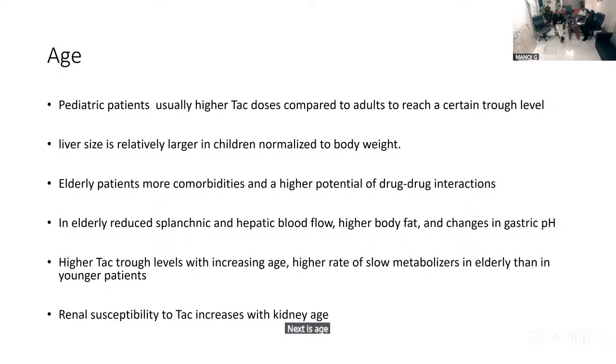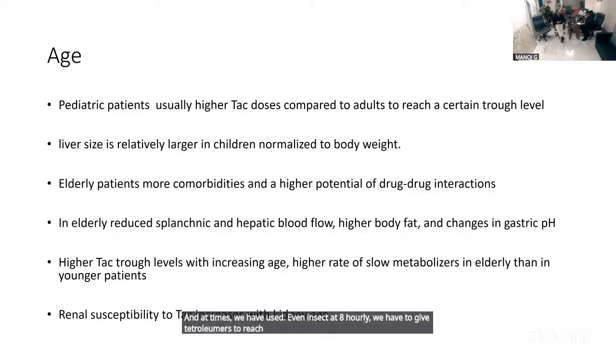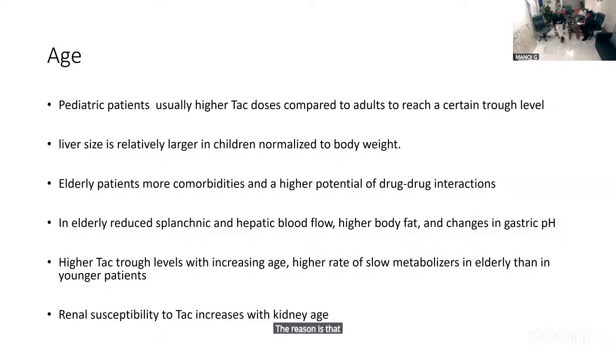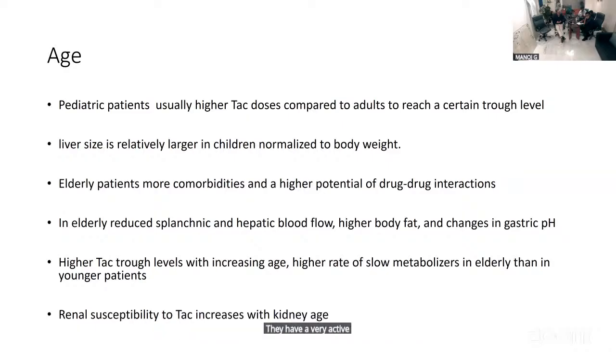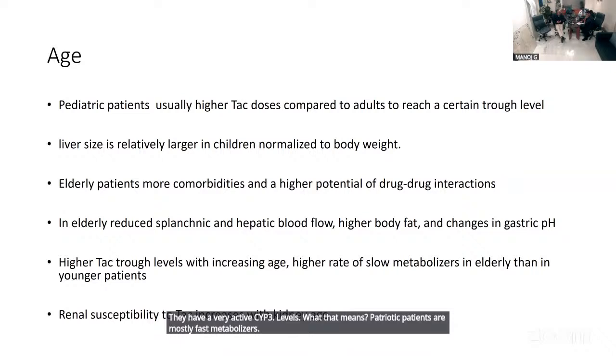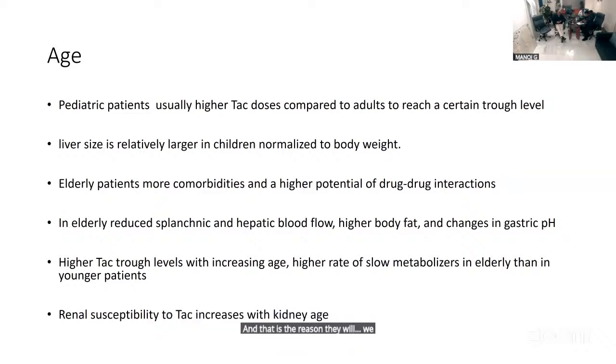We all know that pediatric patients require a higher dose of tacrolimus to reach a certain trough level. And at times we even have to give tacrolimus 8 hourly to reach those trough levels. The reason is that the liver size of the patient is larger as compared to their body weight, and they have very active CYP3A levels. That means pediatric patients are mostly fast metabolizers, and that is the reason we have to use more tacrolimus to reach a certain trough level.